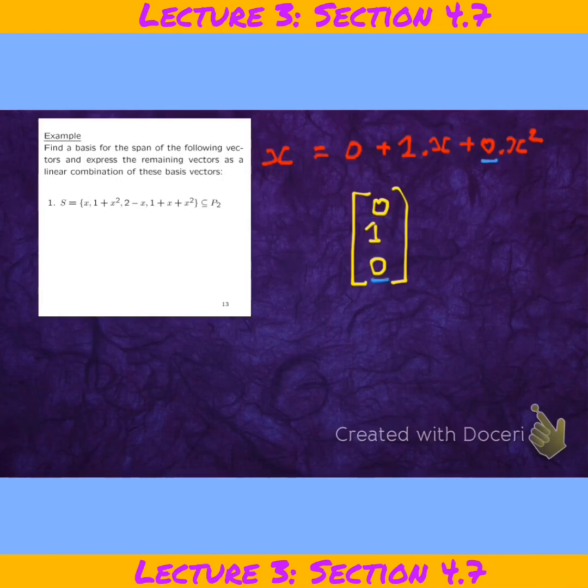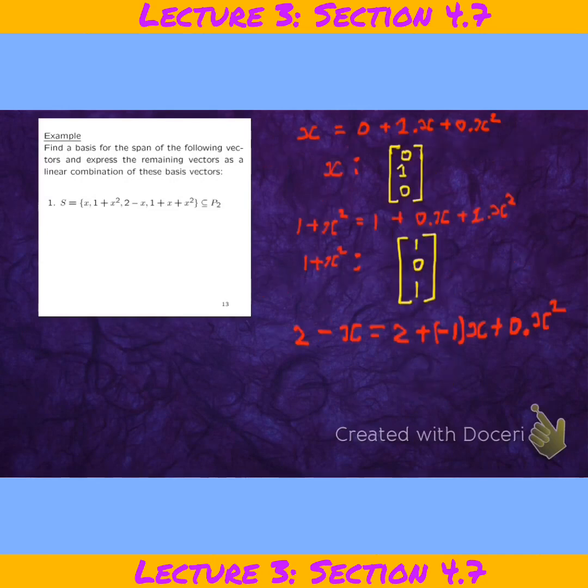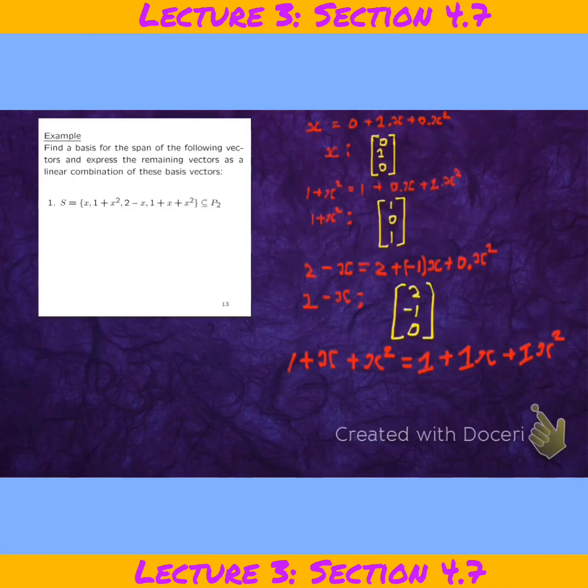Right, so the second vector we can express in this form, and that corresponds to another column vector. And that is the column vector it corresponds to. So 2 minus x can be expressed as that linear combination, and that corresponds to another column vector. The last vector is expressible in that linear combination, and that corresponds to another column vector. Okay, so those are 4 column vectors.